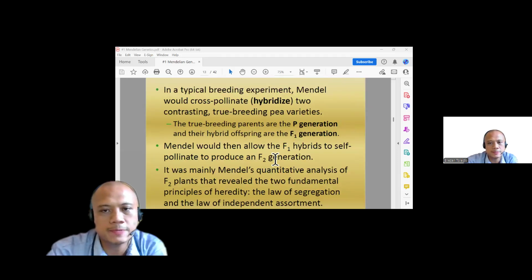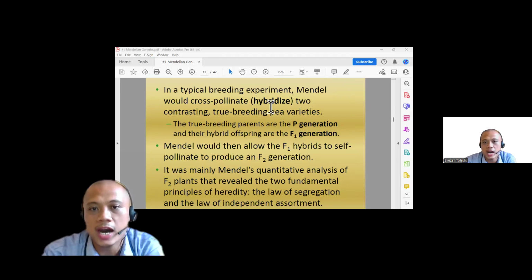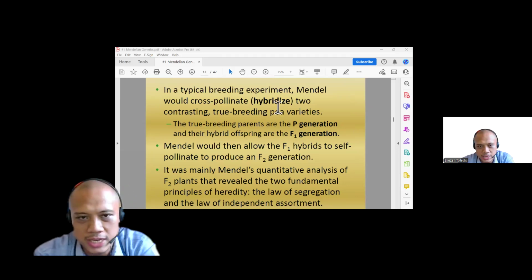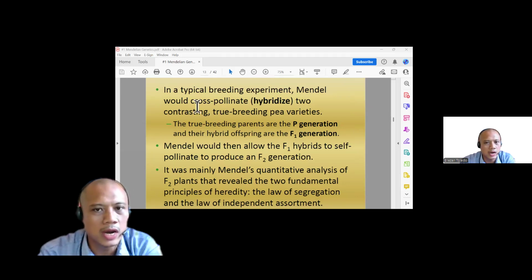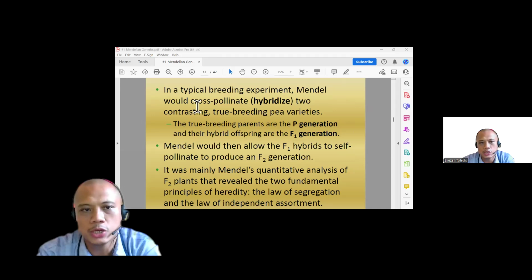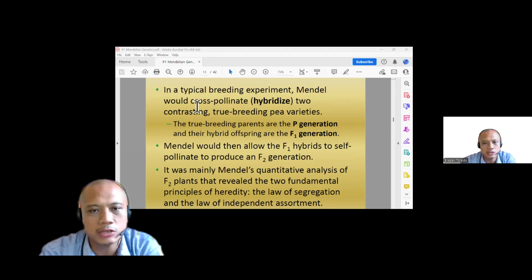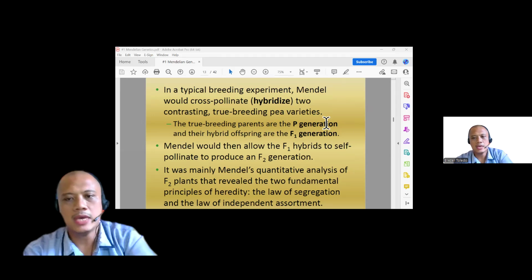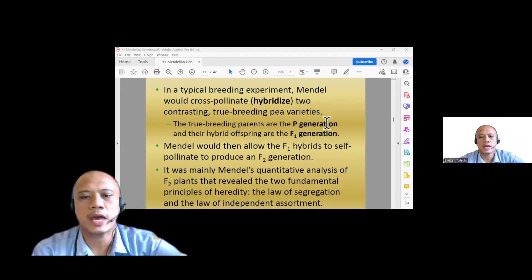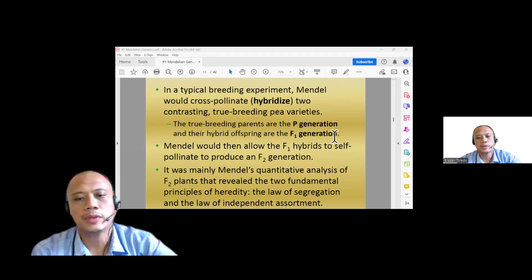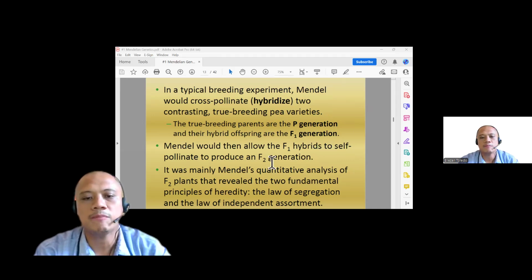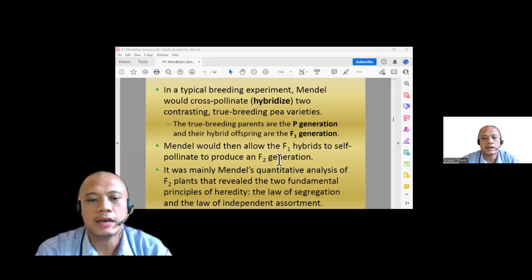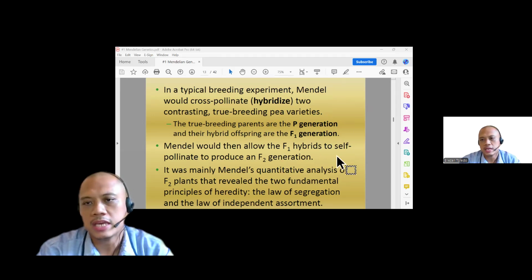In a typical breeding experiment, Mendel would cross-pollinate, or hybridize, two contrasting true-breeding pea plant varieties. The true-breeding parents are the P generation, and the hybrid offspring are the F1 generation. Mendel would then allow the F1 hybrids to self-pollinate to produce an F2. And this is the process that he went through.